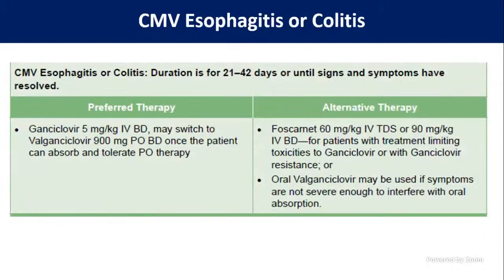For CMV esophagitis, CMV colitis, or gastrointestinal disease, again, you give IV ganciclovir for 21 to 42 days, followed by oral valganciclovir if the patient is able to tolerate it. Alternatively, foscarnet can be given IV, initially TDS and then BD. If it is a milder GI disease, you can continue with oral valganciclovir for a very long period of time.